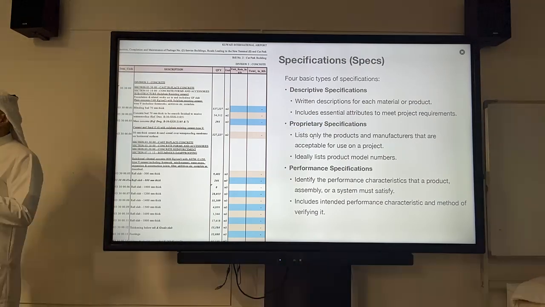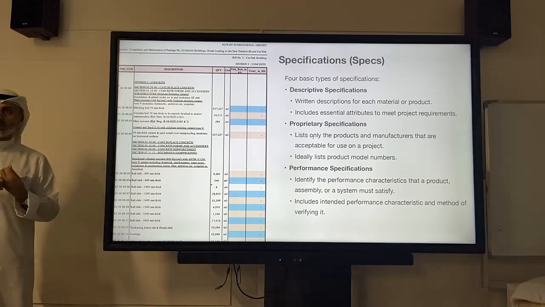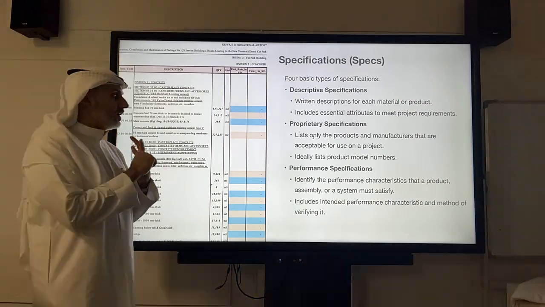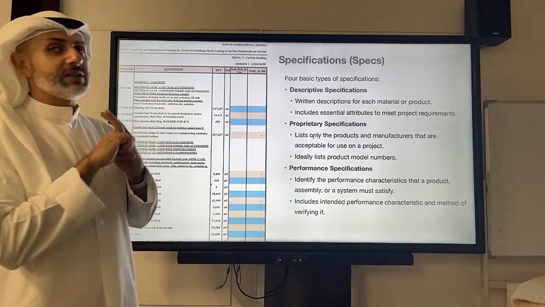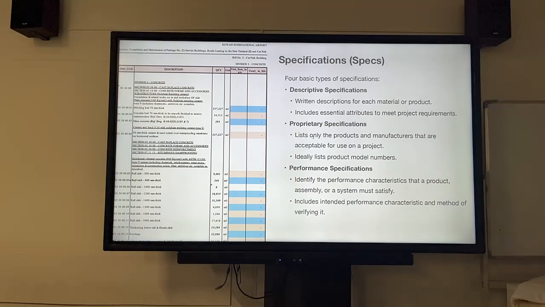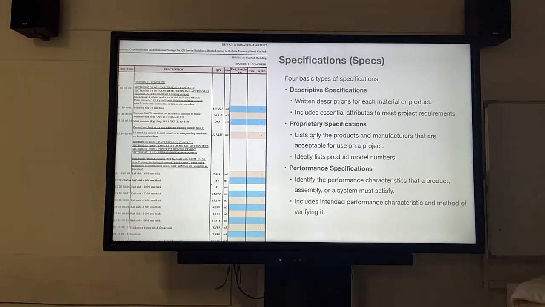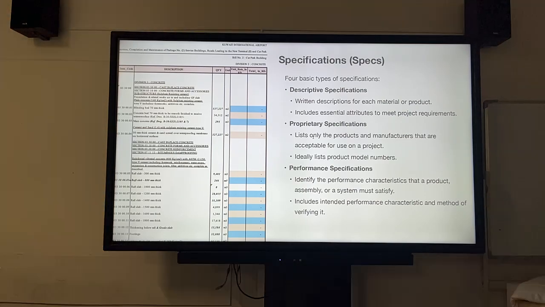So this lists only the products and the manufacturers that are acceptable for use on a project. So I'm specifying, for example, I'm only using products made by, let's say if I'm saying elevators, I can specify that I only want Otis or Mitsubishi or, for example, Schindler. Those 3 manufacturers. That's proprietary. I can put that in my specifications. I say that I want one of these 3 companies.